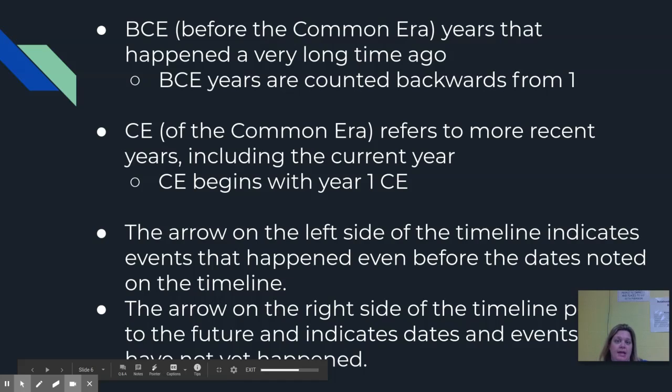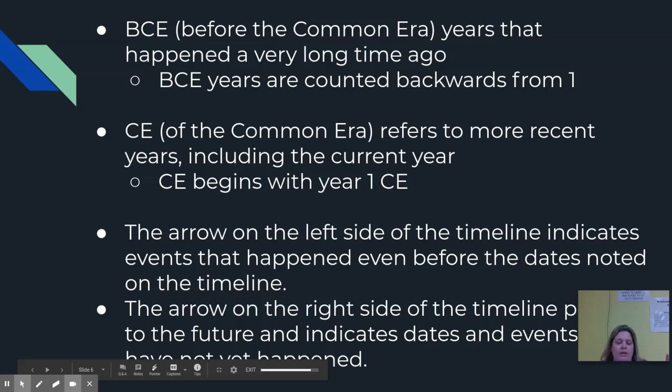And with BCE, you're actually counting backwards. And you'll see that when we get to our example of a timeline. When you have CE, which is common era, that refers to the more recent years, including this current year. Now, with CE, they count like normal, 1, 2, 3, 4. Like this year is 2020, next year is 2021.